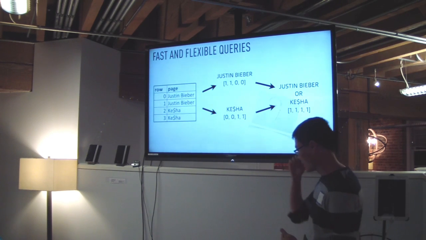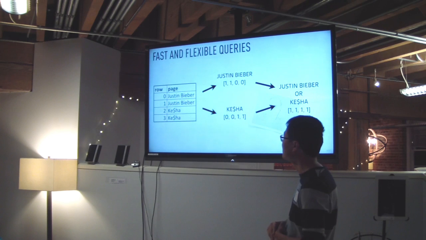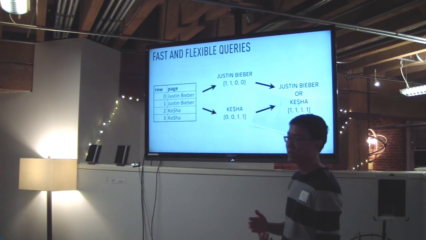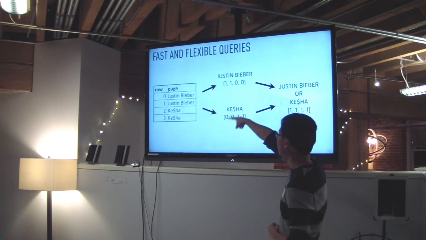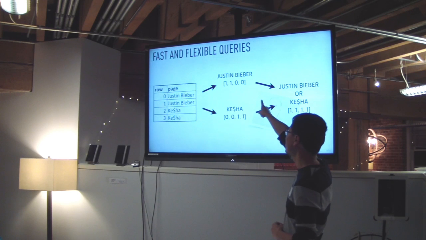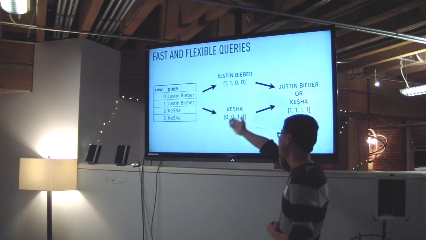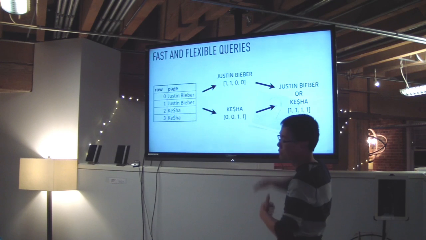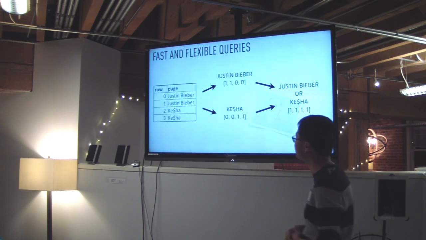How we end up using this is, let's say we had a query where we only wanted to filter on those pages which contain Justin Bieber. Justin Bieber in this particular data set appears in the first two rows, so we only ever need to scan the first two rows. Kesha only appears in the last two rows, so when we issue a query for Kesha, we only need to scan the last two rows.